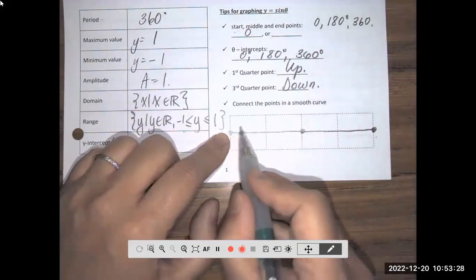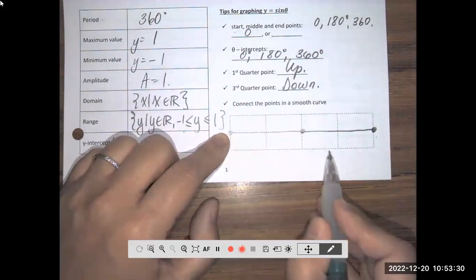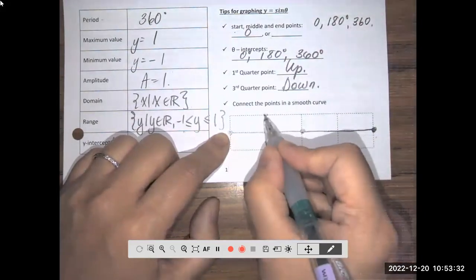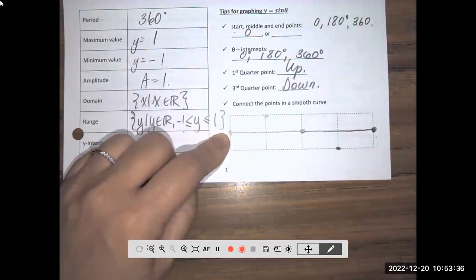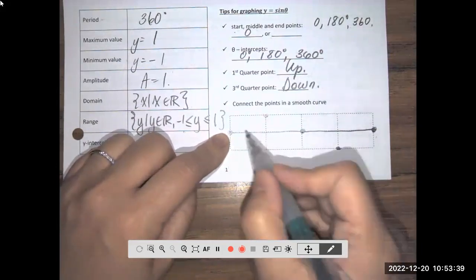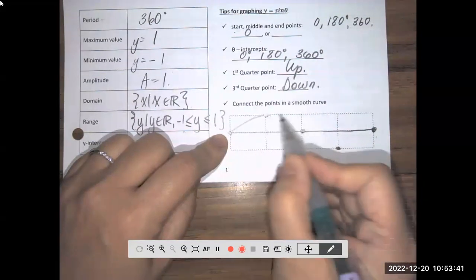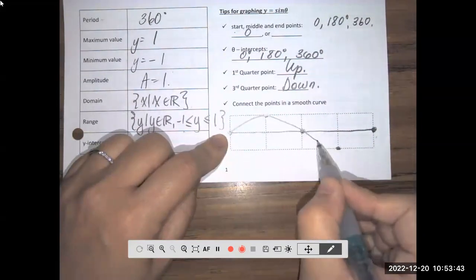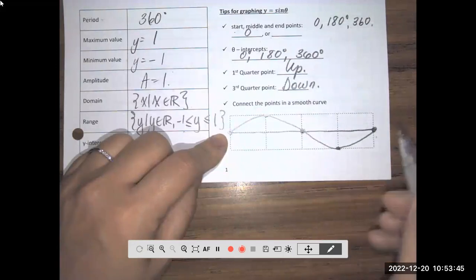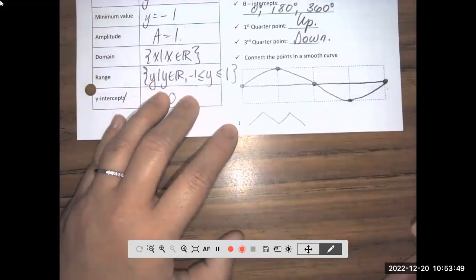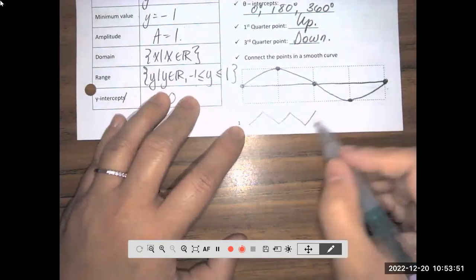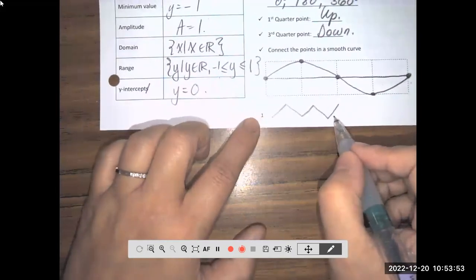First quarter, you go up. Third quarter, you go down. So you're going to put first quarter going up, third quarter going down, and then you're going to draw a smooth curve. Now, when I say smooth curve, sometimes we draw funky things like pumpkin teeth. No, we don't want pumpkin teeth, okay? We don't want this to look like Halloween with pumpkin teeth.